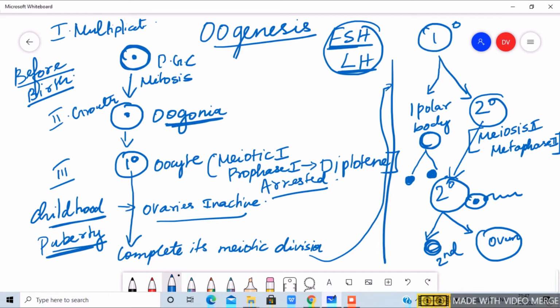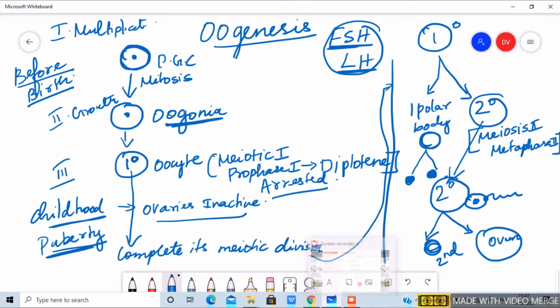The first polar body will not usually undergo meiosis 2. But if it does, it will complete meiosis 2 and form two other polar bodies, which will also disintegrate. And the secondary oocyte, which was arrested in metaphase 2 of meiosis 2, when it encounters the sperm will contribute the proximal centriole and complete its meiosis 2, and the ovum is formed and you have the second polar body also. Alright, guys?